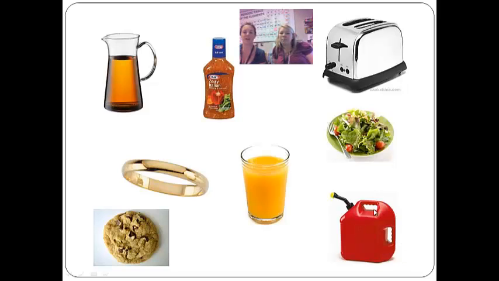What about something like gasoline? Well, that's definitely homo because it's just like the iced tea, where if I take some gas off the top, the composition is going to be the same at the bottom. That is correct. Orange juice.